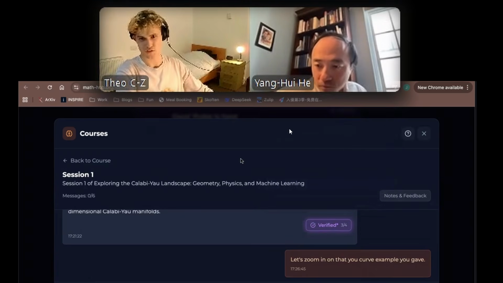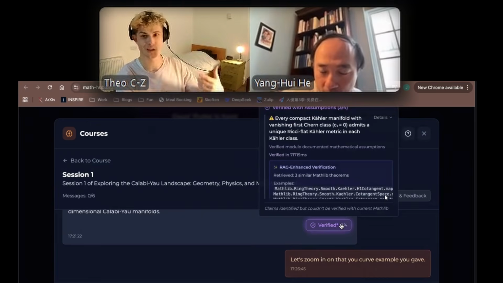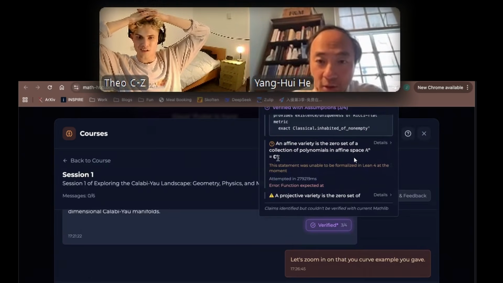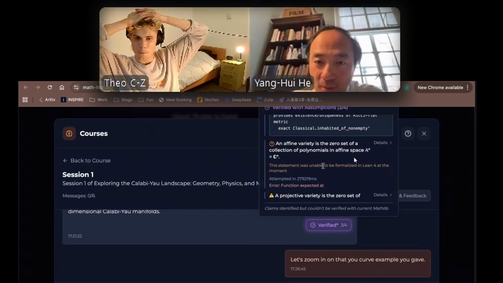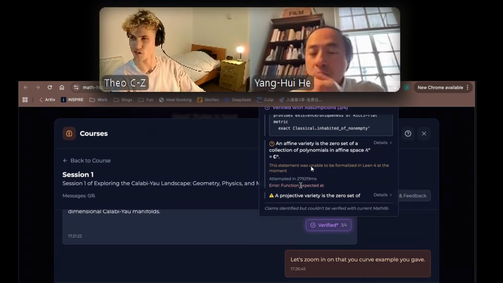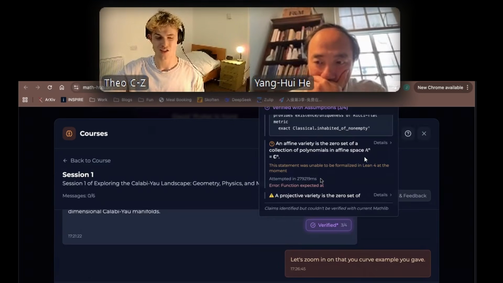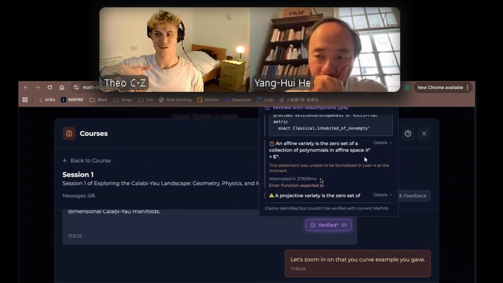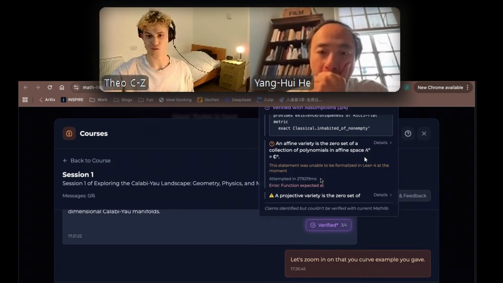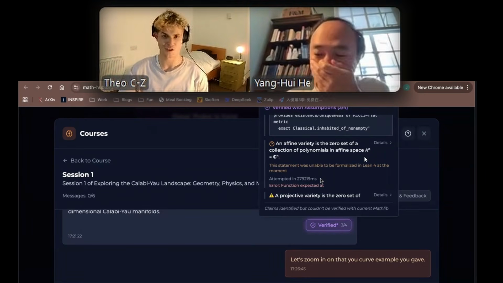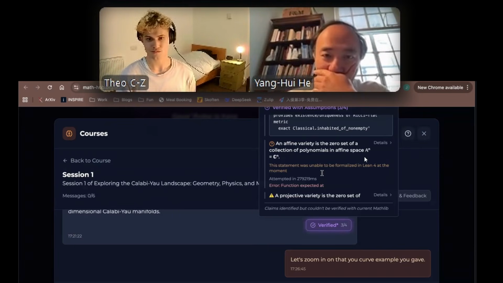That one, you see it says 3 out of 4. That means that one of the claims wasn't able to be turned into something Lean can check. I see, it's the affine variety one. So this statement was unable to be formalized in Lean at the moment. That will be an error with the system getting confused. What we're working on is that if what it finds from Mathlib isn't that relevant but it's still looking at it, it confuses the system a lot more. So it's working out when to show what's similar. Very interesting.